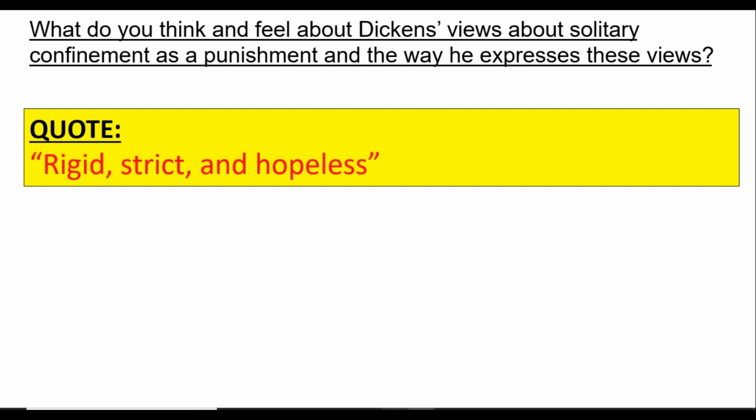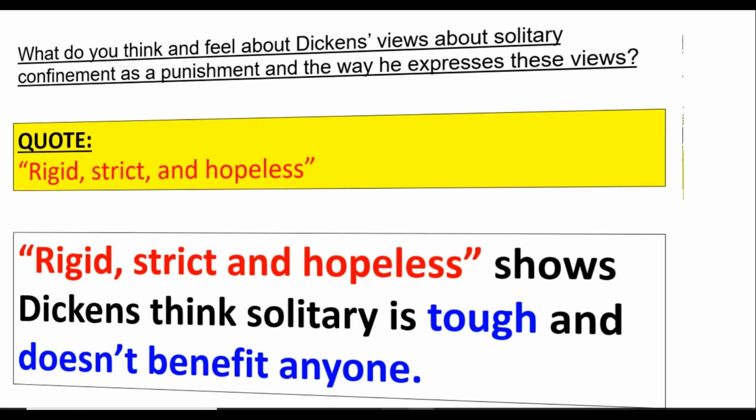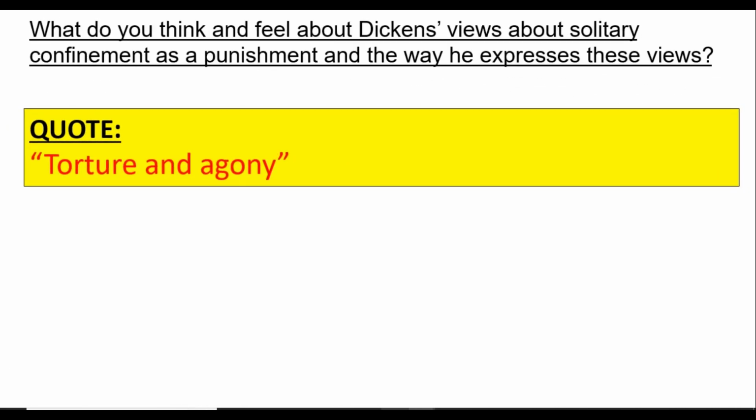Next one, rigid, strict and hopeless. Again, obviously we know it's power of 3, rule of 3. However, you will not get marks in this exam for just going, that's rule of 3. You've got to explain why it is effective, and I haven't even bothered. All I'm zooming into is what words have been chosen and why have they been chosen. What is Dickens getting across by using rigid, strict and hopeless? I basically said this shows Dickens thinks solitary is tough. Rigid and strict maybe means tough, and hopeless meaning it doesn't benefit anyone.